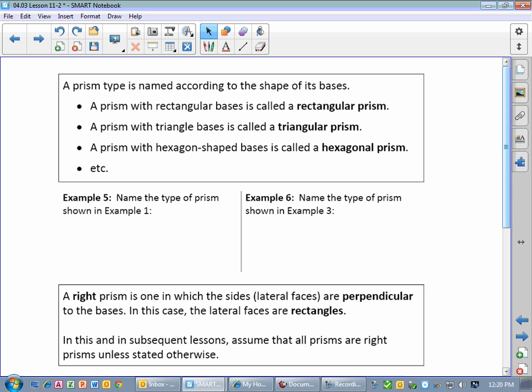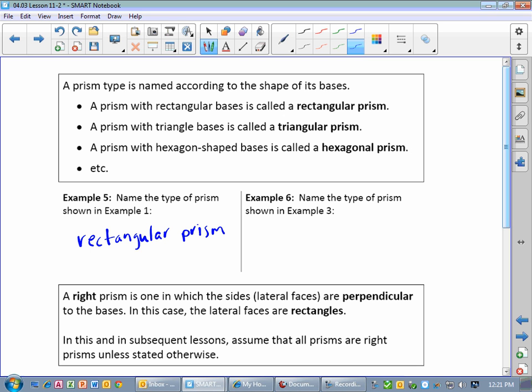On example three, what was the shape of the base? A triangle, so we either call it a triangle-based prism or a triangular prism. If we had a prism with a hexagon as the base, we call it a hexagonal prism. If we had a prism with a 20-sided base, we call it a 20-gonal prism or a 20-gon-based prism. Which, by the way, is not what I meant by an icosahedron, but just to be clear. So, number one was a rectangular prism.